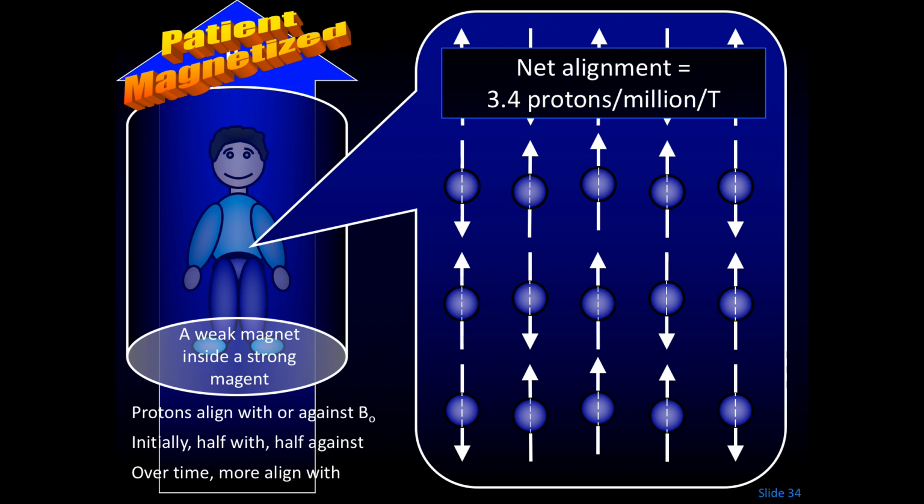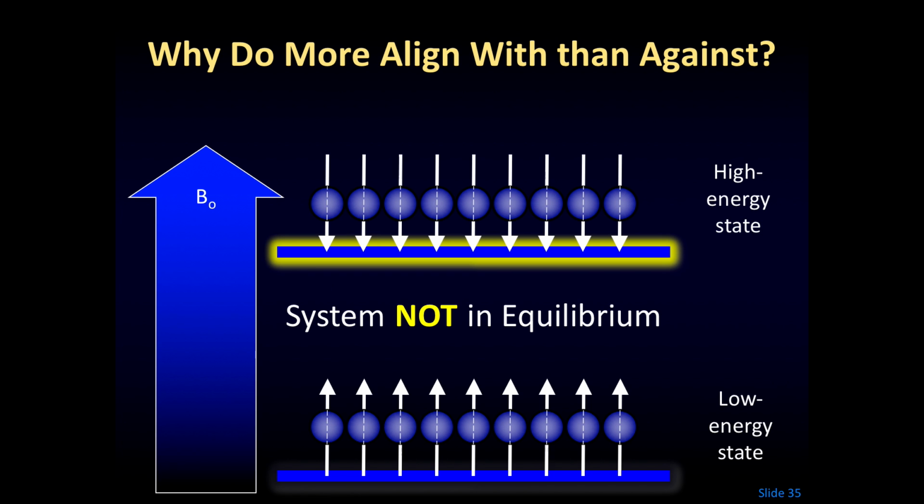Now, why do these things start lining up? Because initially, half are lined up against and half are lined up with. The ones that are lined up with are in a lower energy state. They're kind of going with the flow. The ones that are lined up against the magnetic field, the ones that are pointing down, those are in a high energy state. They're going against the flow, against the tide, against the current. So, in order to reach equilibrium, some of those protons that are lined up against the magnetic field need to line up with the magnetic field and move down into a lower energy state, and then eventually there's an equilibrium. So now this system is in equilibrium.